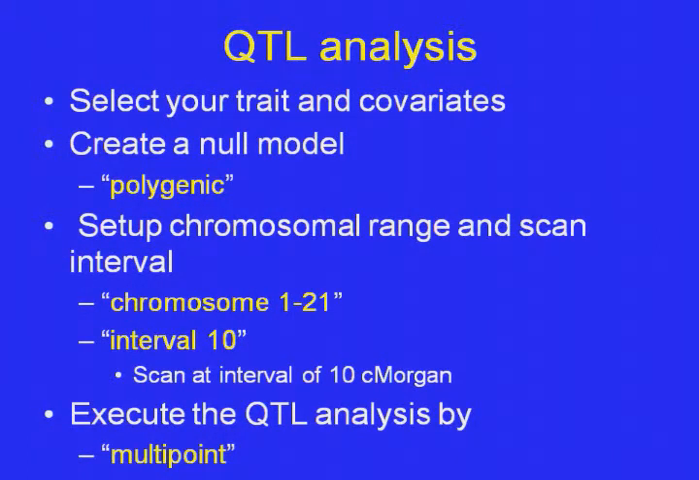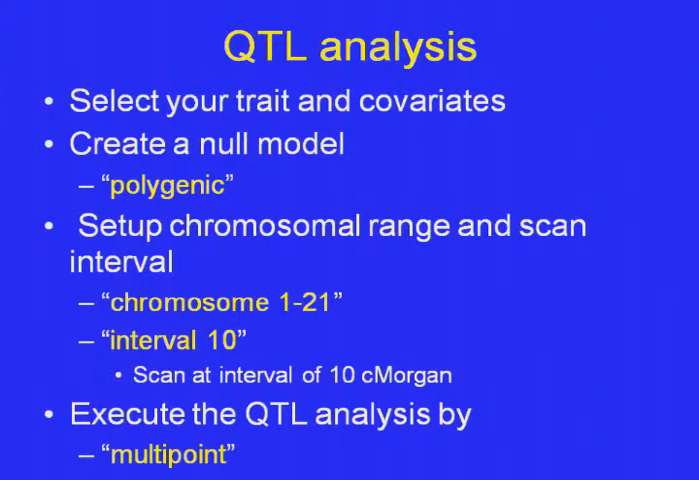For the QTL analysis, you basically choose your traits and covariates, and you can do it in a univariate, bivariate, or multivariate way. So basically you type the trait command followed by the number of traits. Then you have to create a null model, which can be done by the command polygenic. And then you set up your chromosomal range and scan intervals and execute the QTL analysis by typing multipoint.